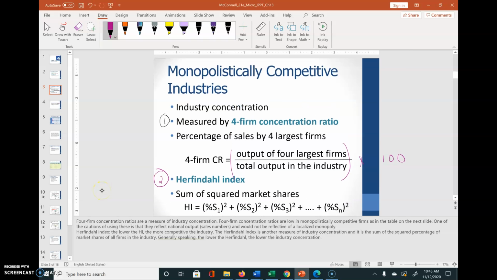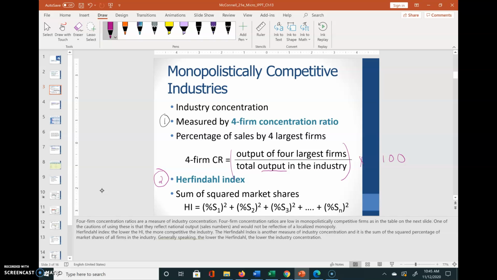Let's look at industry concentration. Economists measure industry concentration by using two measures. These are either the four-firm concentration ratio or the Herfindahl-Hirschman index. The four-firm concentration ratio is the output or the revenue of the four largest firms in an industry over total industry output, and this we are multiplying times 100.